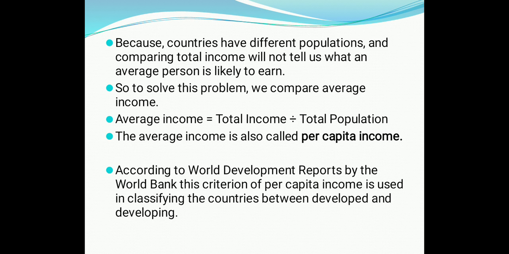According to the World Development Reports by the World Bank, this criterion of per capita income is used in classifying the countries as developed or developing. So you have seen how the criterion of average income or per capita income is a deciding factor about countries being declared as developed or developing.